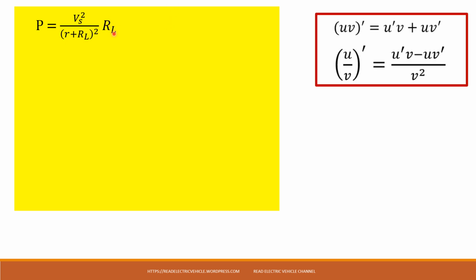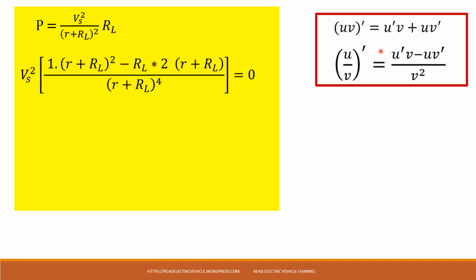Now we have the function for power. You see here in both numerator as well as denominator we have RL. So this is of the form U by V. Dash represents differentiation. So this is the formula. So take Vs square out. So U here is RL and V is R plus RL the whole square.